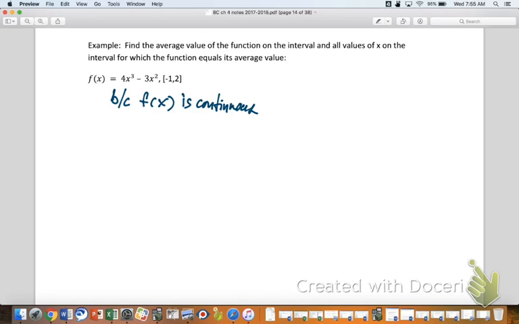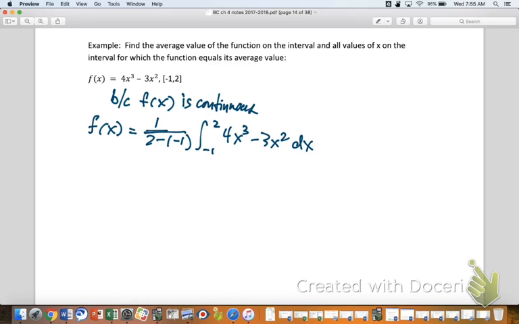So I'd start off with maybe something like this. F of x equals 1 over 2 minus negative 1 times the integral from negative 1 to 2 of 4x cubed minus 3x squared. What I've done there is I have set up an important relationship between the average value, which is on the right side of my equation, and the y value of the function, which is on the left side of my equation. And because f of x is continuous, I know for sure that there will be at least one x value where the y value of the function equals the y value of the average value.